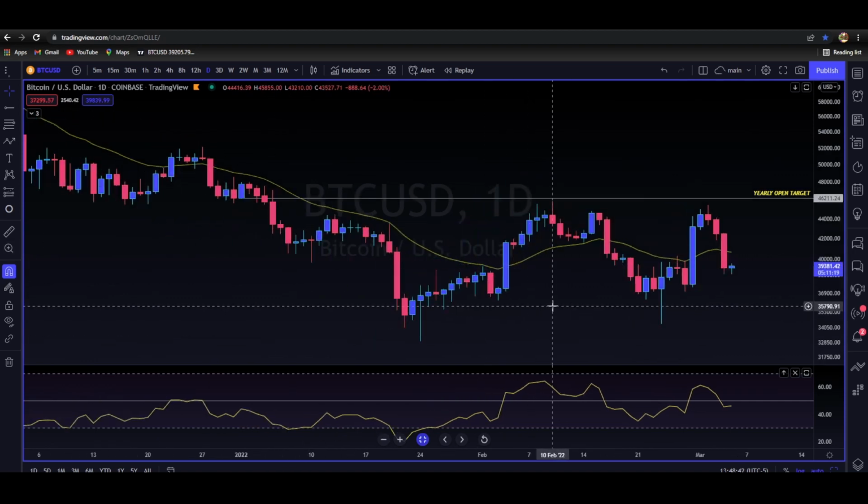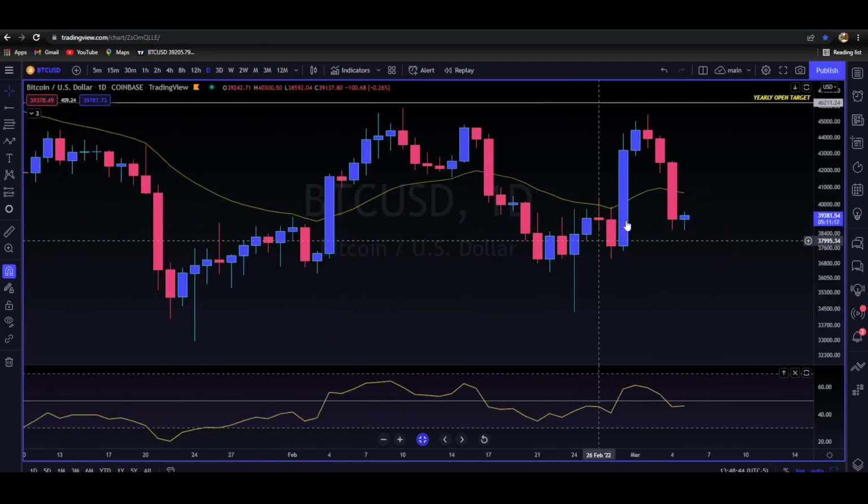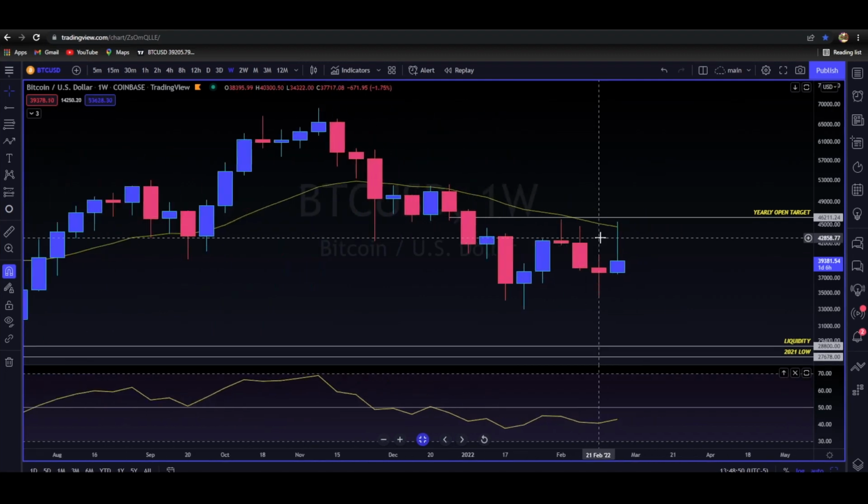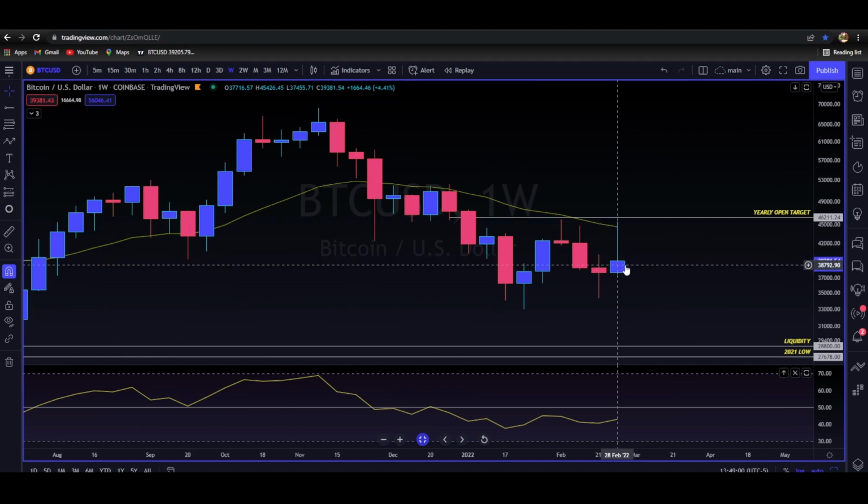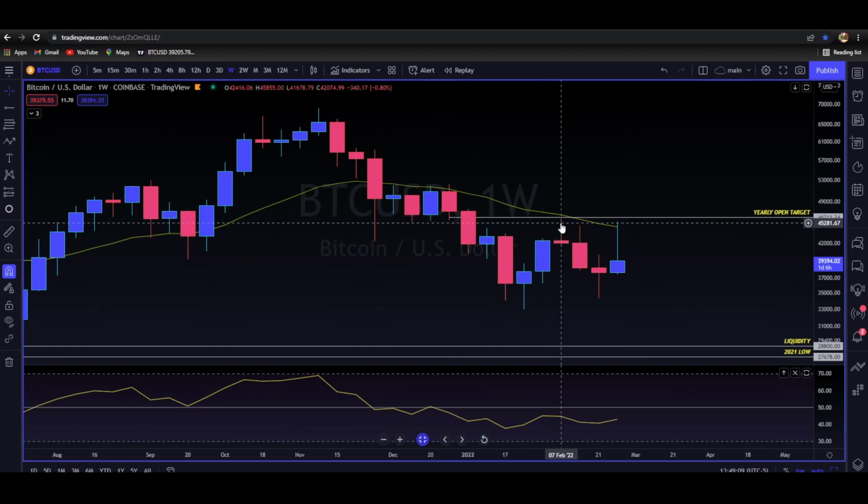So right now, what you can see is last week we had a nice bullish move. Let's go out to the weekly time frame. On the weekly time frame, you can see that we had a nice big bullish move and we have given back most of those gains. Now we have come into a decent place where we could potentially see support, and I was looking for the yearly open target to be hit. You can see that twice price has tried to go up and hit that level and has been unsuccessful.